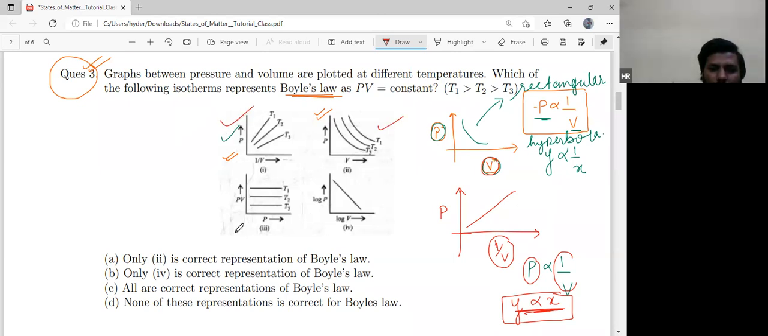Now come to the third graph, that is PV versus V or P. Whatever it is, the graph will be the same. Now, according to Boyle's law, this value PV equals a constant.